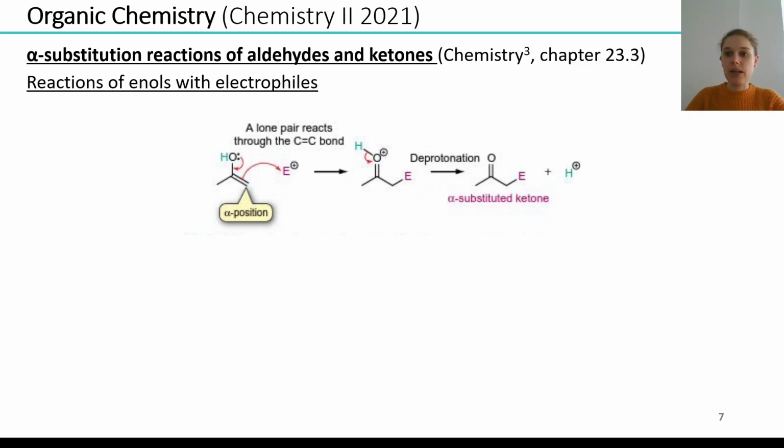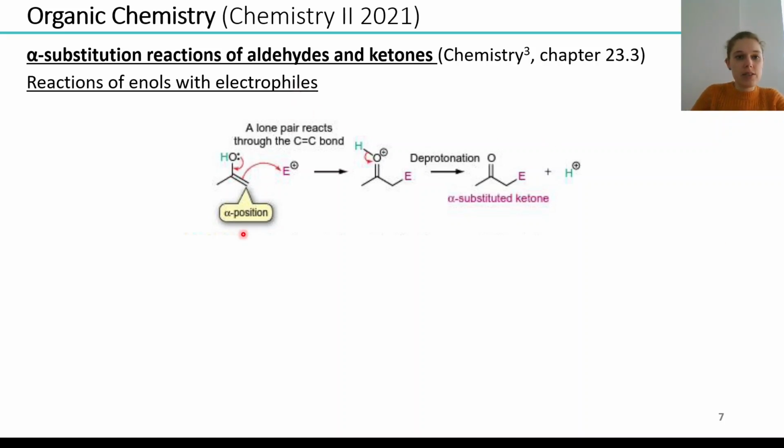Now that we learned how enols and enolate ions are produced, we will have a closer look at how they can react with electrophiles. Enols are nucleophiles and they react with electrophiles to introduce a new group at the carbon atom in alpha position. And this reaction starts with a lone pair of electrons on the oxygen atom, which attacks the electrophile through the carbon-carbon double bond.